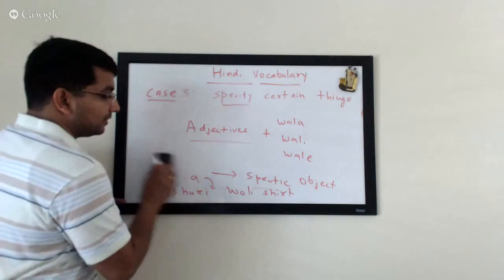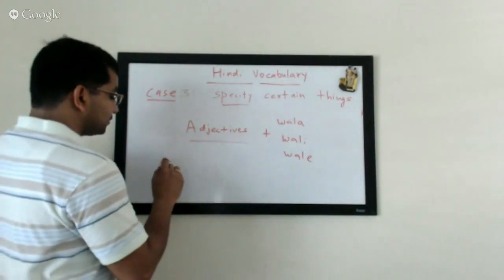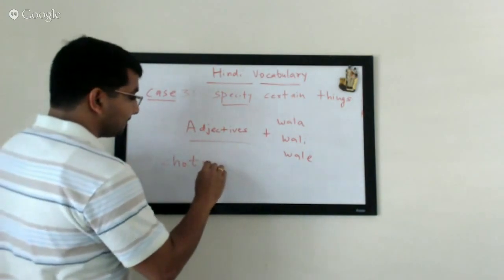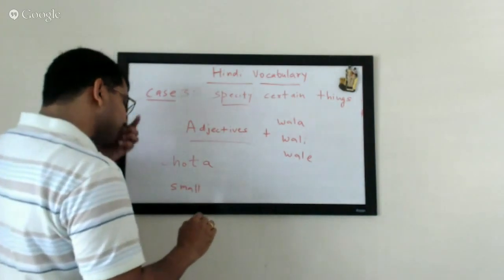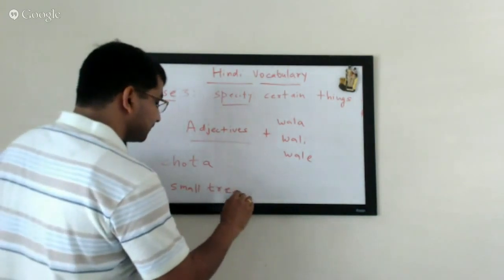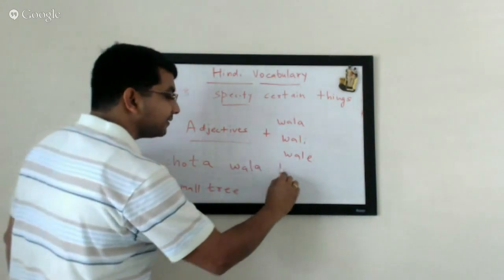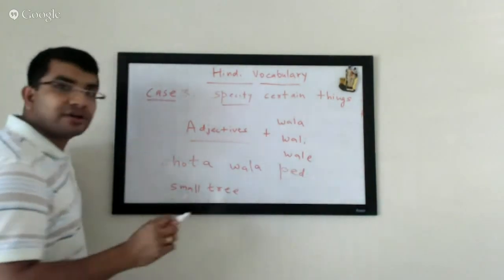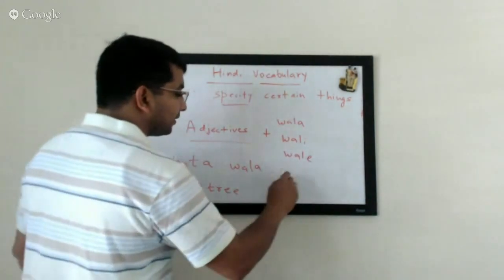I'll take more examples before I formally write down all of them. Or let's say you want something which is chota, small, let's say a tree, right? You can say chota wala ped, a small one. I want a tree, but a small one, right? Or I want a gift, but a chota wala gift, a particular one, right?